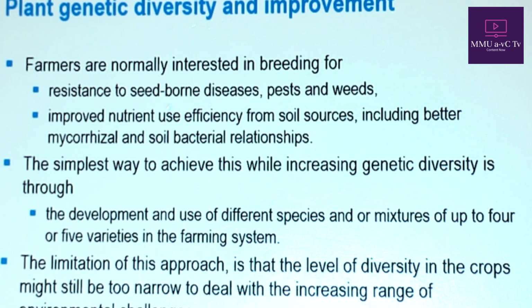Here, the cross-pollination and the breeding that is taking place, if it's livestock, when you have different varieties or different lines, then the genes will mix and come up with a super organism that is much more productive and more tolerant. The limitation of this approach is that the level of diversity in the crops might still be too narrow to deal with the increasing range of environmental challenges.